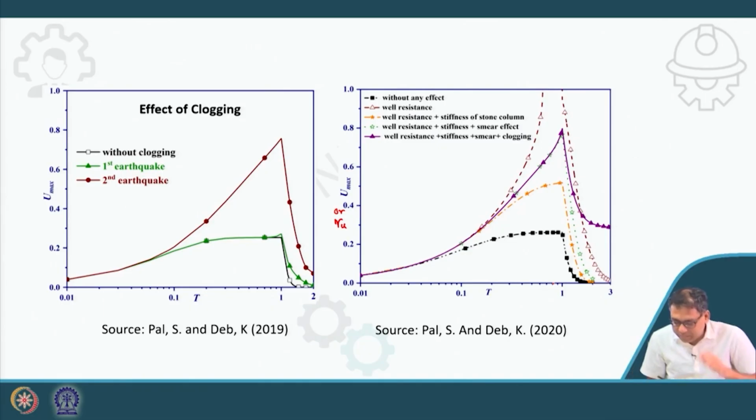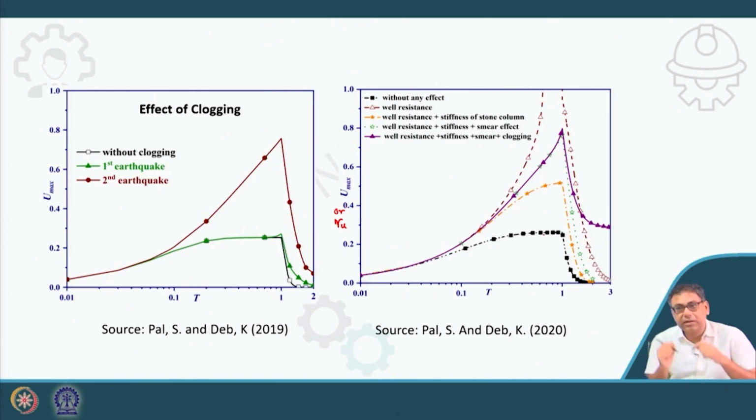So now if I explain that, you can see this graph. This is the black dot graph. This is the graph where no effect has been considered. No stiffness effect, no permeability effect, no clogging effect, no smear effect. So this is the curve. This curve is the same as the Seed and Booker curve, T versus RE.